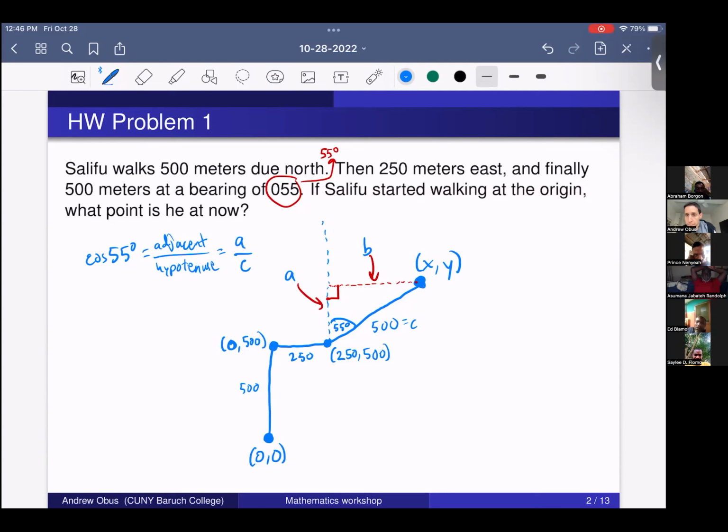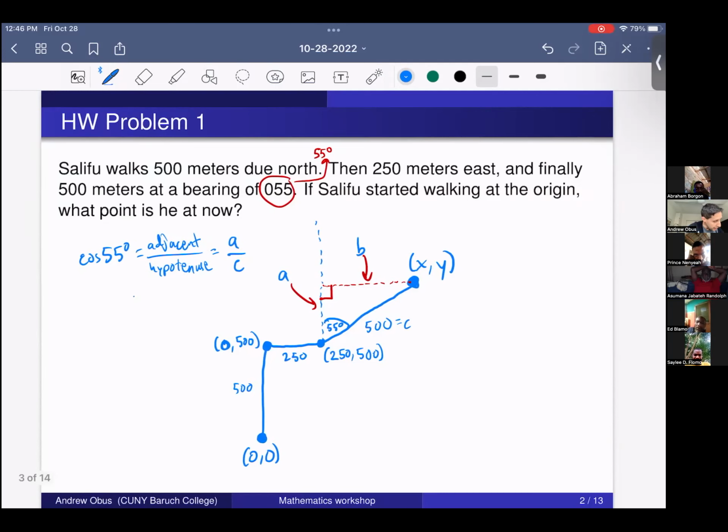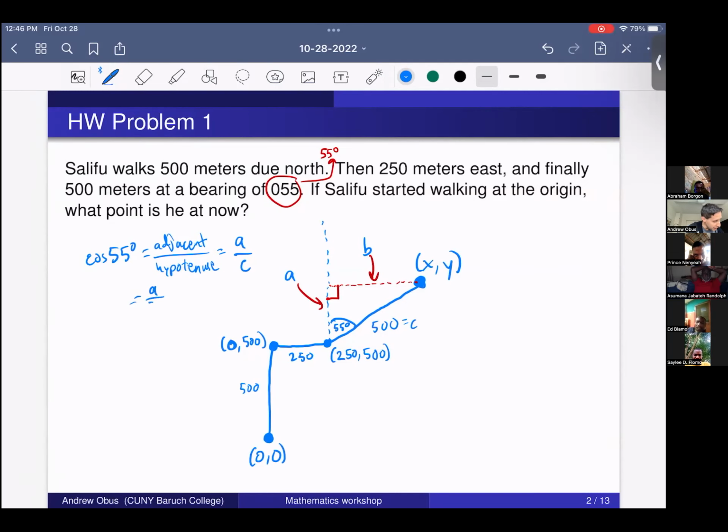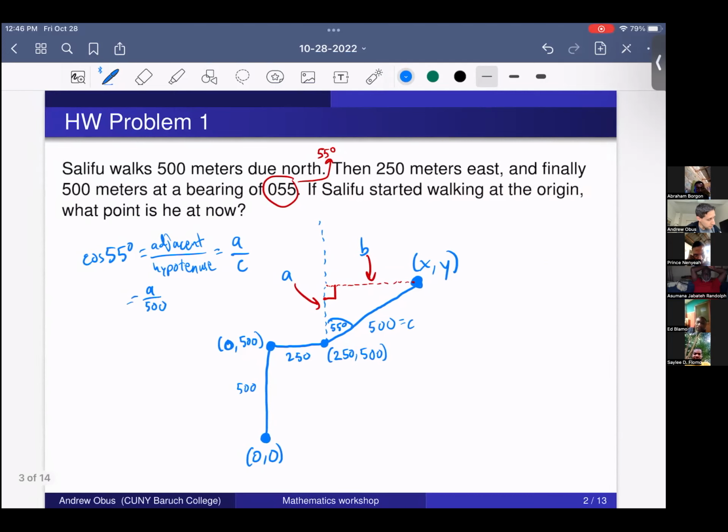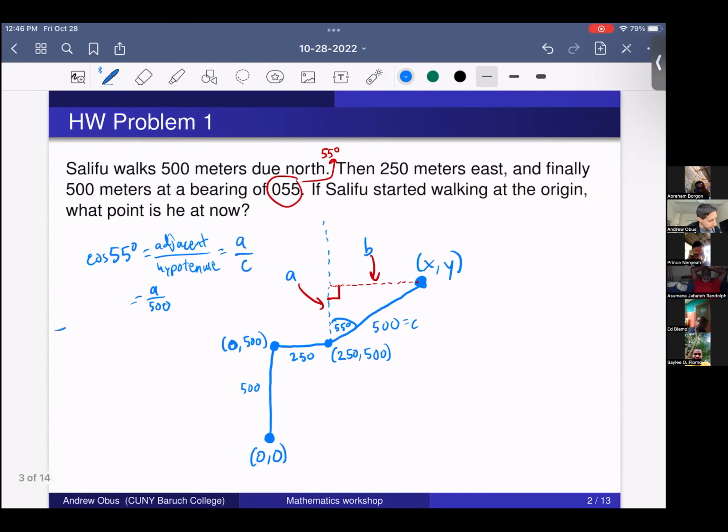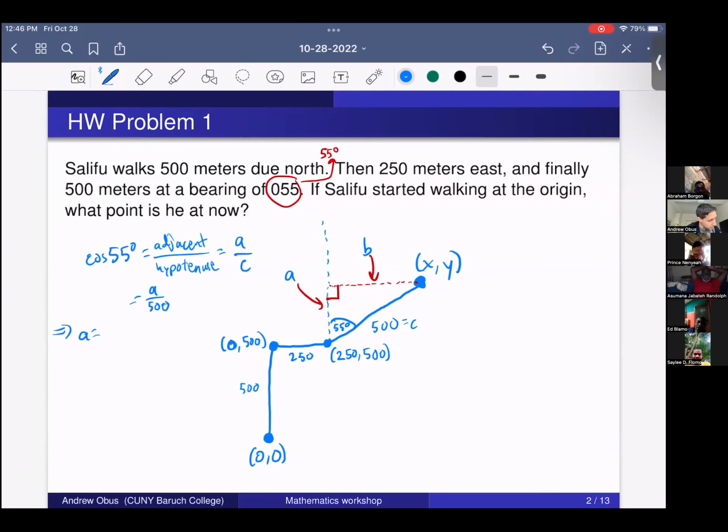Great. Okay, and C is 500, right? So this is A over 500. And so that means that A is equal to the cosine. We don't need the inverse, right? Oh, no, yes, you're right. We don't need the inverse because we already have 55 degrees. Exactly. Yeah.